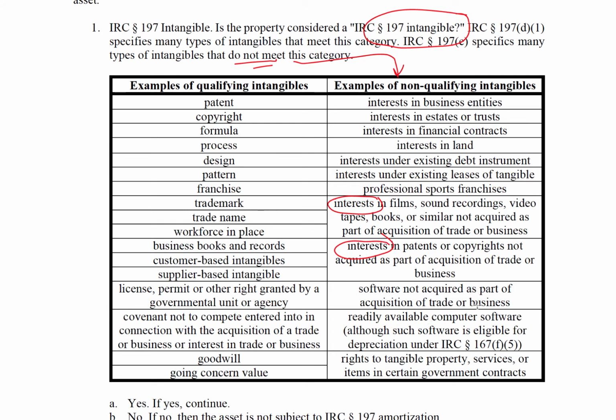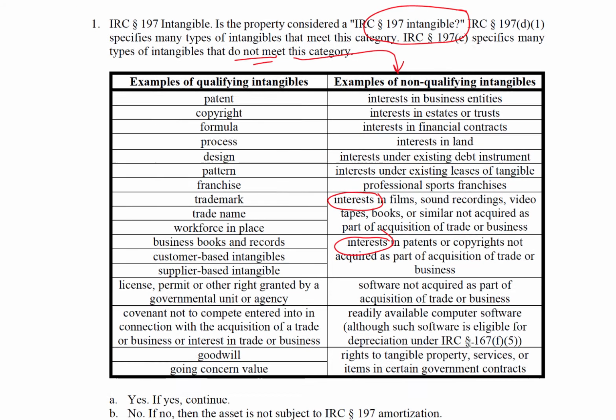Software, not acquired as part of an acquisition of a trade or business. Readily available computer software, although under Section 167(f)(1), there's some special rules. I'm not going to get into that. We call it shrink wrap software, like it's right off the shelf software. It's already in the shrink wrap. So if you go to Office Depot, that's an exception. Rights with respect to tangible property, services, or items in certain government contracts. There's special rules when the government contract is less than 15 years and stuff like that. Just know it generally with respect to that item.